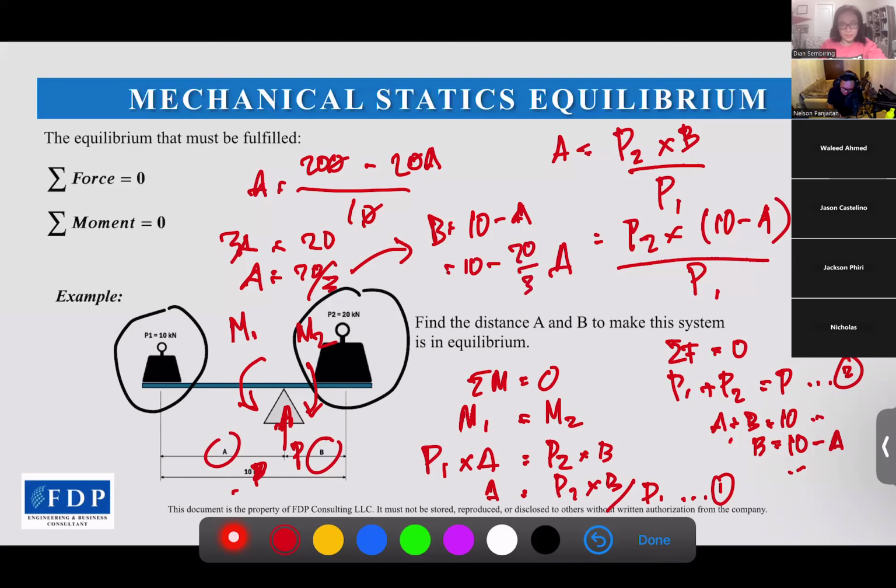So if we apply this distance or dimension, A is 20 by 3, and then here B is 10 by 3, this system will not be moving because it has already achieved static equilibrium. That's all. So that's what we want to achieve during the lifting operation.